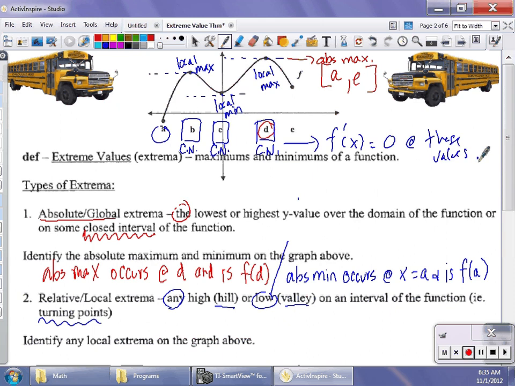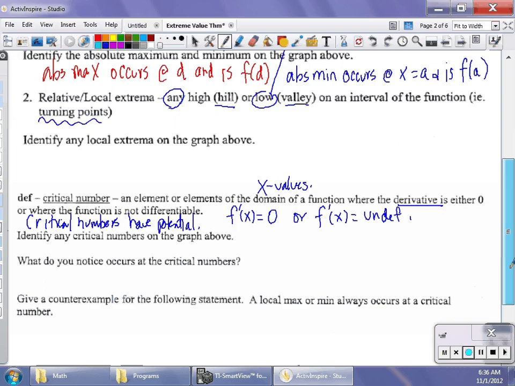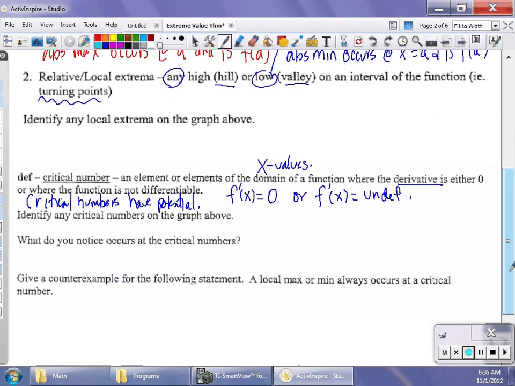Now you're probably already noticing, kind of interesting. At each critical number, there's either a local maximum or a local min. That's not guaranteed, but as you can see from the notes, we've identified the critical numbers. What do you notice that occurs at the critical numbers? Well, at each critical number, there is, at least on this graph, a local max or a local minimum.